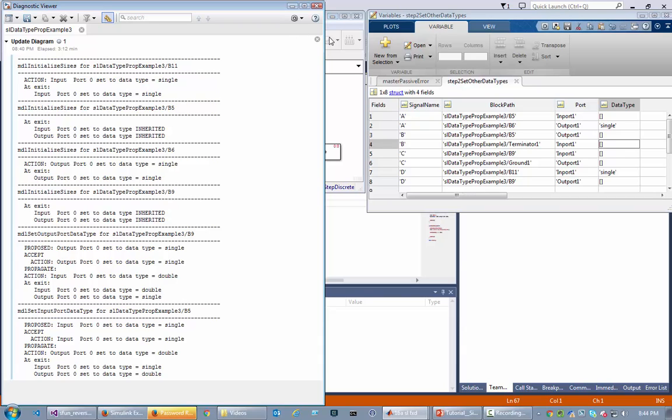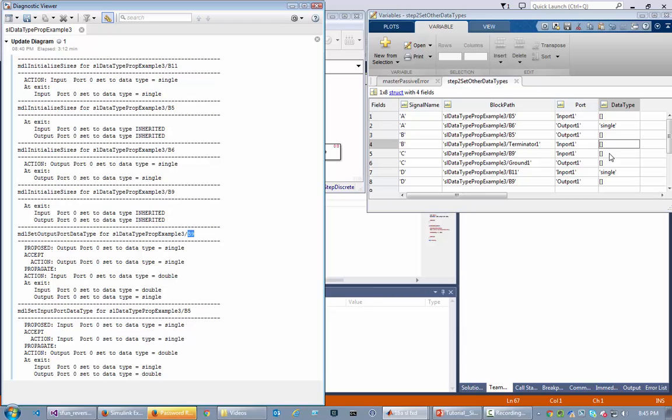The ground block and the terminator block were also involved, but those are not instrumented with these little printf methods. But they also, as they always do, said that their data types are inherited. Okay, so next we went into the propagation phase, and Simulink engine called B9 and said, hey, do you accept your output port to be single?